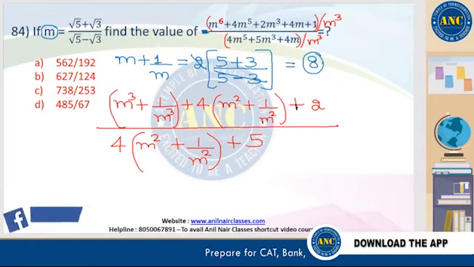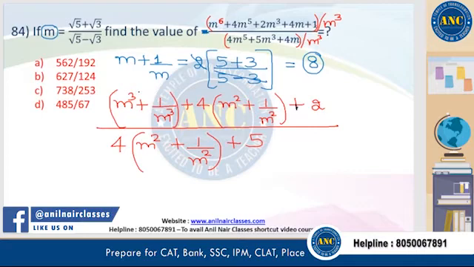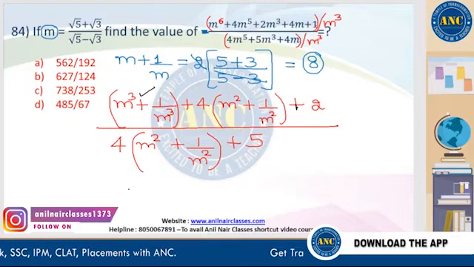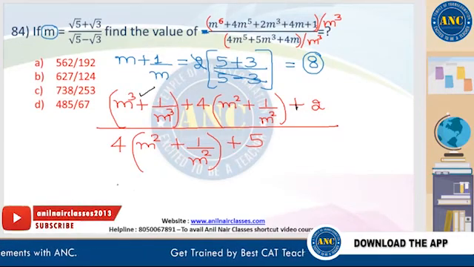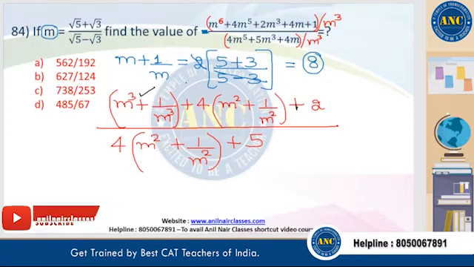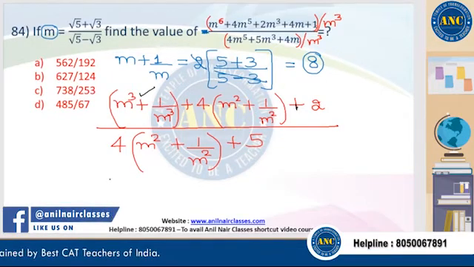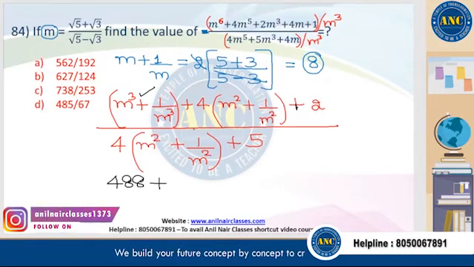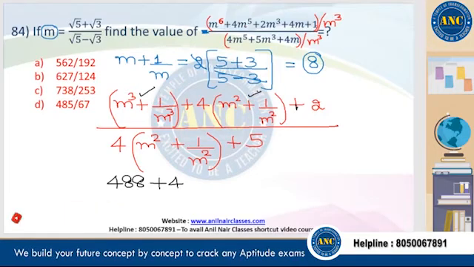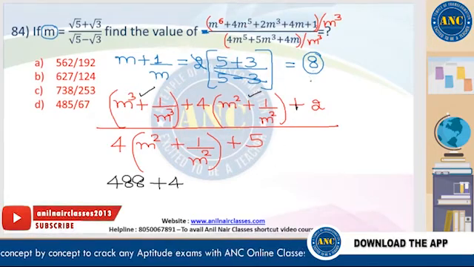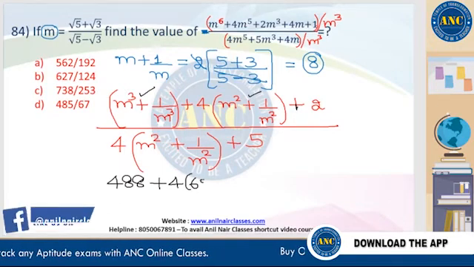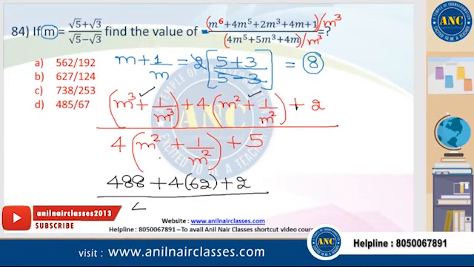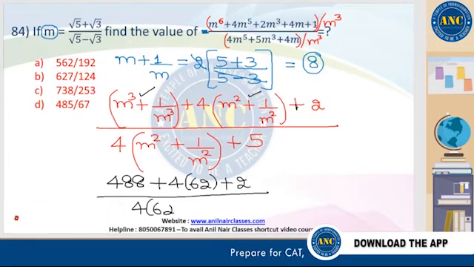So now it is very simple, sir. m plus 1 by m is 8. So m cube plus 1 by m cube will be 8 cube minus 3 into 8. 8 cube is 512. 512 minus 3 times 8, which is 24. 512 minus 24, the first value is 488. Plus 4 into m square plus 1 by m square, which will be 8 square minus 2, 64 minus 2, it is 62, plus 2. The whole thing is divided by 4 into m square plus 1 by m square, which is 62 once again, plus 5.